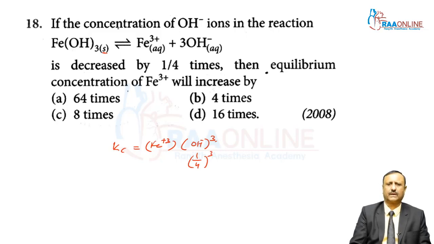So, my dear students, according to Le Chatelier's principle, the concentration which is decreased reacts with Fe³⁺ ions also, so Fe³⁺ ions form Fe(OH)₃. So, my dear students, the equilibrium concentration of Fe³⁺ ions increases by 4 into 4 into 4. So the answer to question number 18 is A, that is 64. 4 into 4 into 4, 64 times it increases, because these Fe³⁺ ions react with OH⁻ to form Fe(OH)₃, whose concentration is the same. Otherwise the concentration changes by (1/4) to the power 3. So, 4 into 4 into 4.